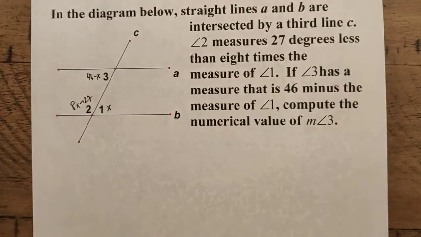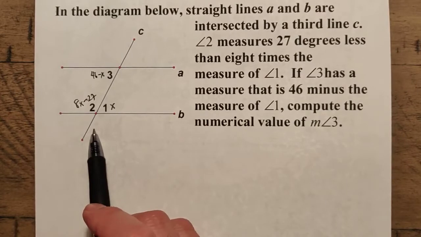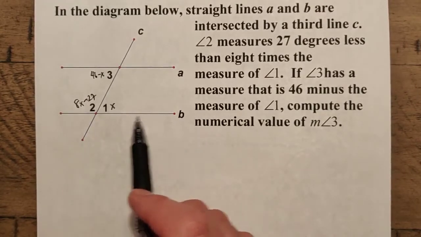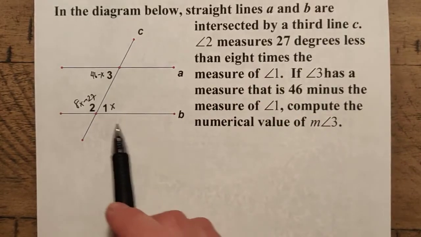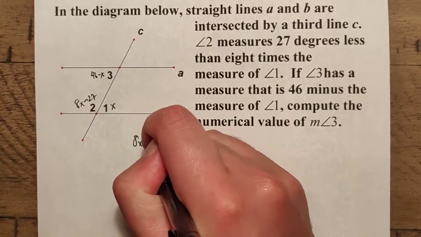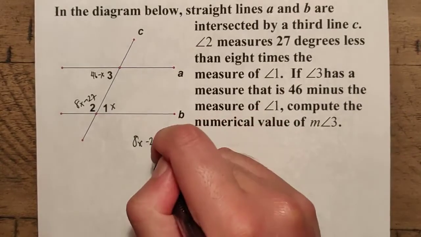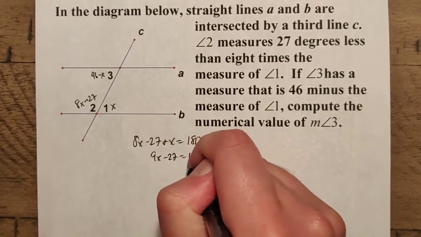So we can very easily go ahead and set this up. Note that we have a straight line. We're told that B is a straight line here, so that means these two angles are a linear pair, therefore they're supplementary. So I can write out 8x minus 27 plus x is 180, and that tells us 9x minus 27 is 180.